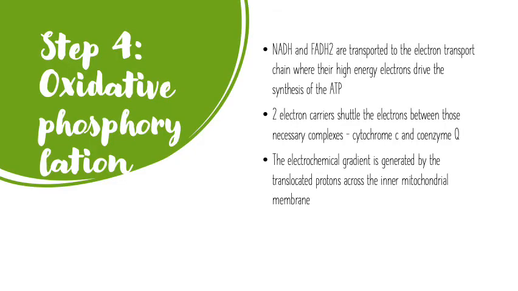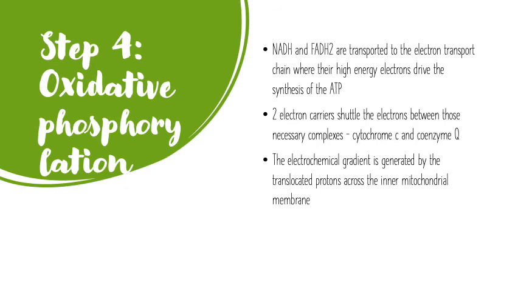In step 4, we have the oxidative phosphorylation. In this step, the NADH and FADH2 are transported to the electron transport chain, which we've also heard about. And this is where the high energy electrons are going to drive that synthesis of the ATP. And 2 electron carriers are going to shuttle the electrons between those necessary complexes. And those carriers are the coenzyme Q and the cytochrome. So those are very important in the oxidative phosphorylation.